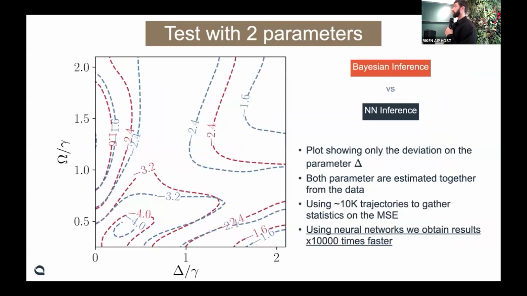A better comparison is probably this one here, where we compare again our baseline model with our neural network model. So for this two-dimensional case, at inference time, so on the test set, we can obtain results 10,000 times faster than by performing the full Bayesian statistical parameter estimation. So this is advantageous, and it becomes even more advantageous for higher dimensional problems.